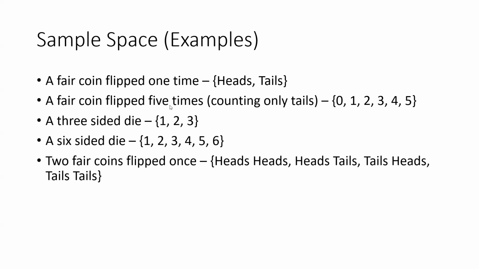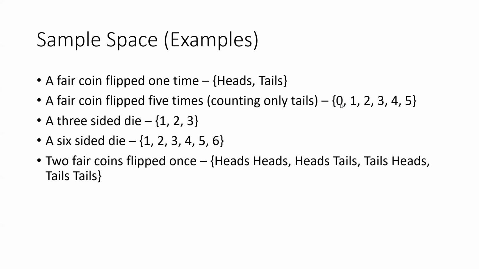A fair coin flipped 5 times, counting only tails. So if we flip a fair coin 5 times and we are only counting the tails, well, we might receive 0 tails, we might receive 1 tail, we might receive 2 tails, we might receive 3, 4, or 5.